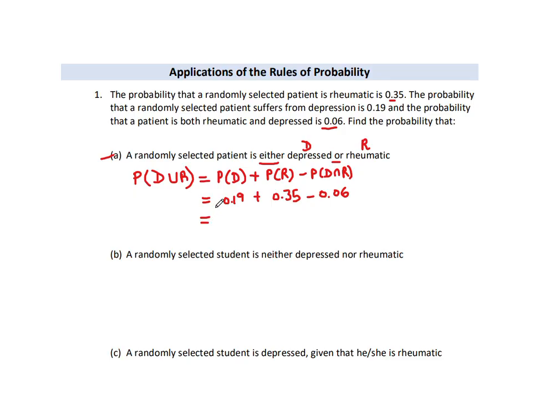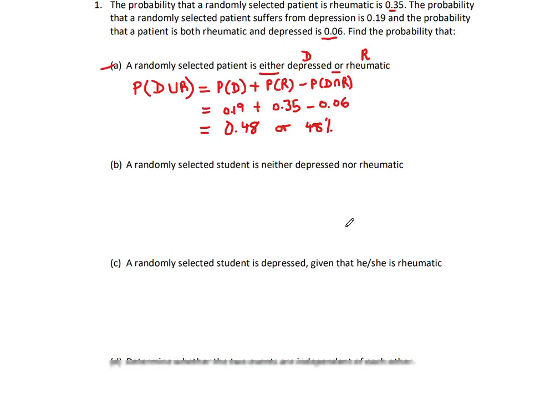What we're going to do here is add the two probabilities, 0.19 plus 0.35, which gives us 0.54. And then we subtract 0.06, which gives us 0.48 or 48%. So if a person is selected at random from this data set, there's a 48% chance that they will either be depressed or rheumatic.